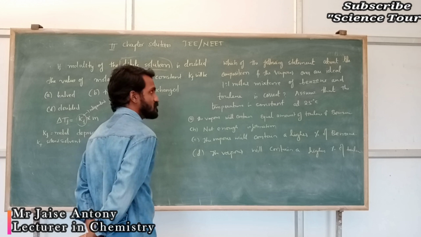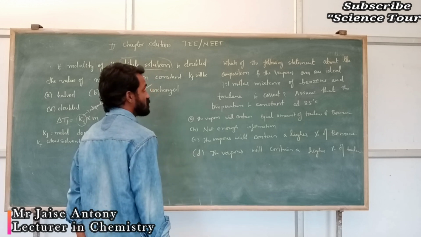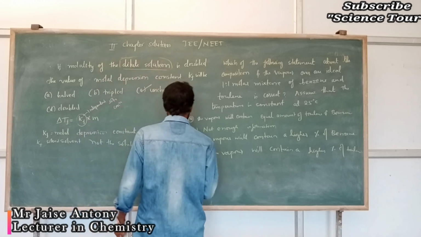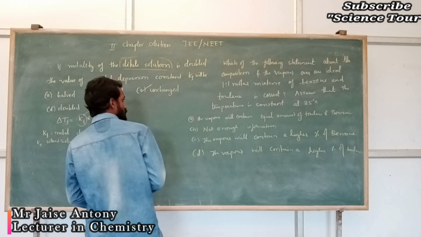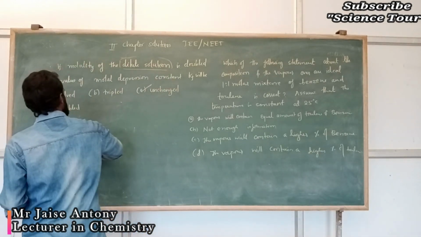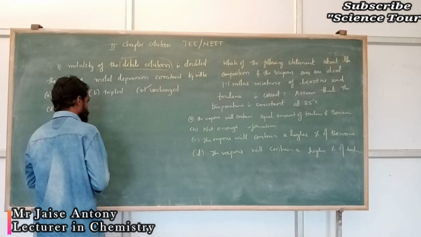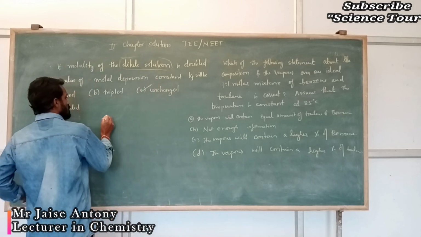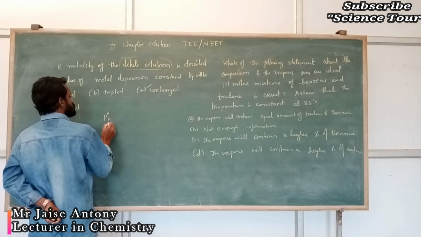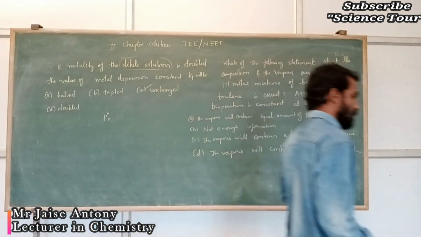Vapor pressure means we have one formula. They asked which of the following statements is correct. Vapor pressure means we have one formula. I will write it here. Okay, I will erase this. Here I am writing P naught A. That means P naught A is the pure state.